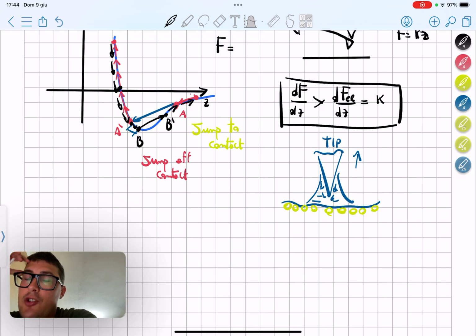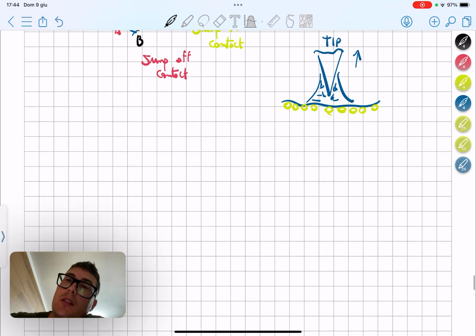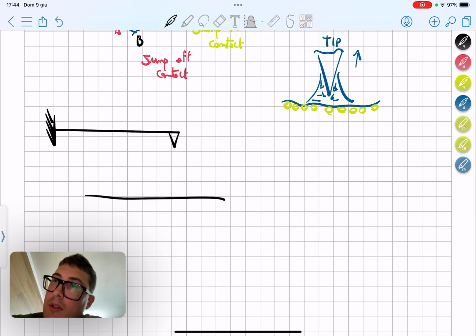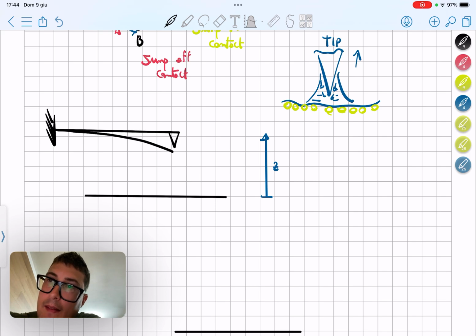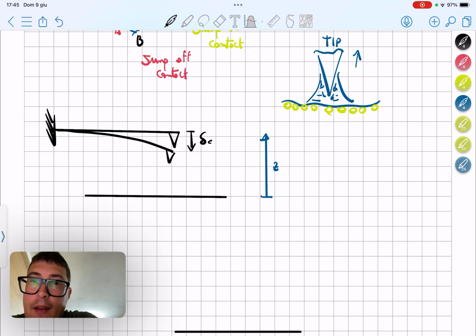But how do we actually know this Z? Because I said that we are moving from the cantilever itself. We have our sample down here. We can think of this distance as the piezo distance Z. We have learned that the cantilever may bend, like this, and we can call this delta cantilever.